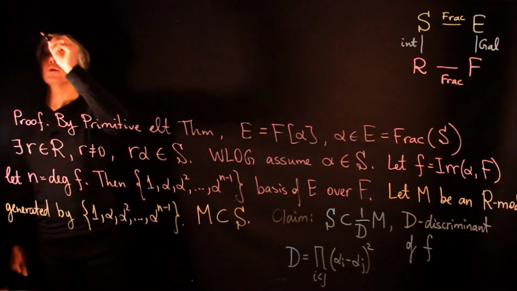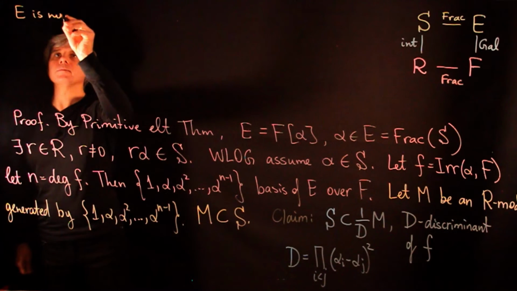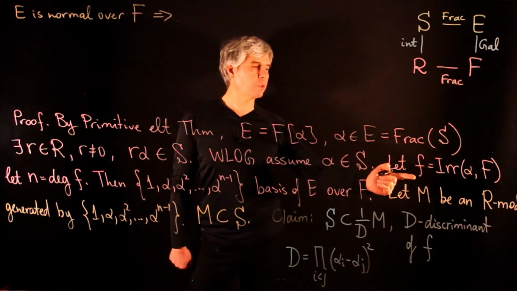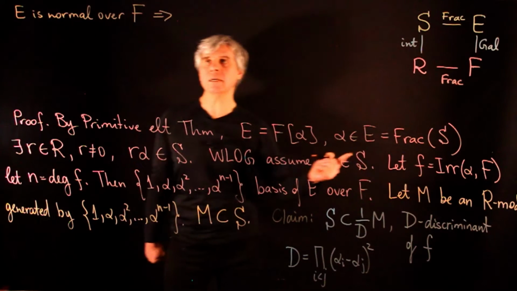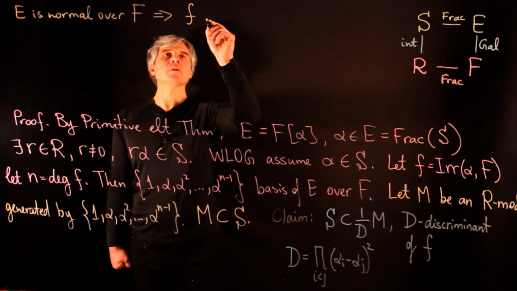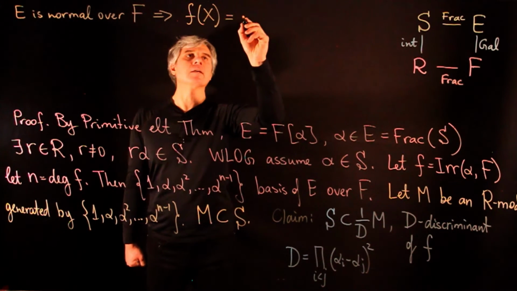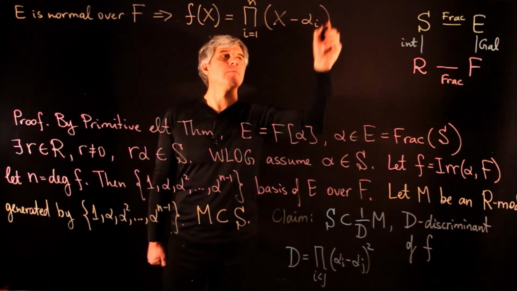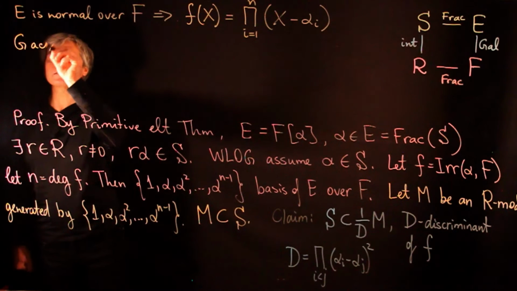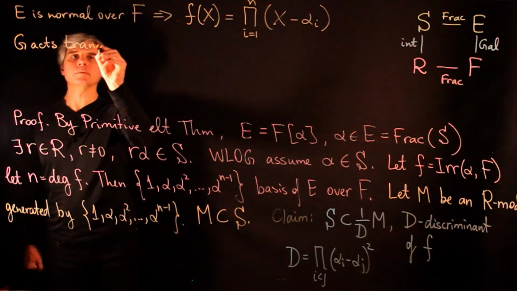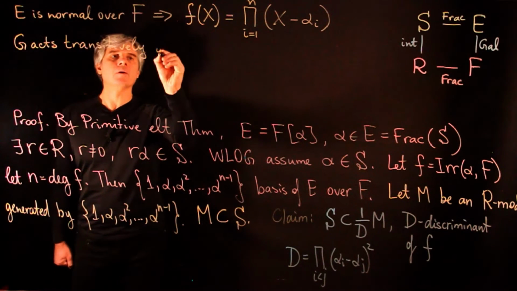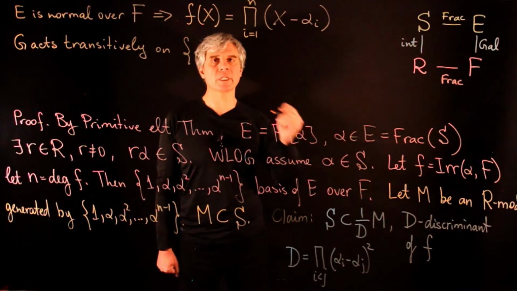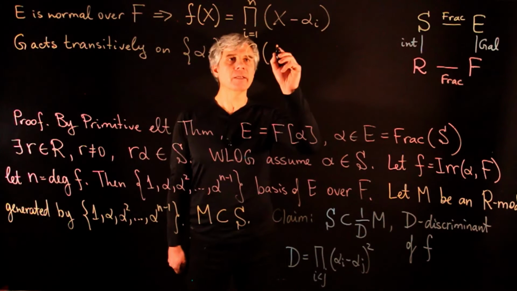Our extension E is Galois, so in particular E is normal over F. This means that an irreducible polynomial which has a root in the field E factors as a product of linear factors. So f of x can be written as the product over i from 1 to n of x minus alpha i. And the Galois group acts transitively on the set of roots, alpha i. And by our assumption, one of the roots is in S, and G leaves S invariant.